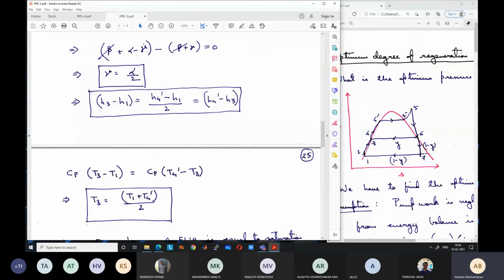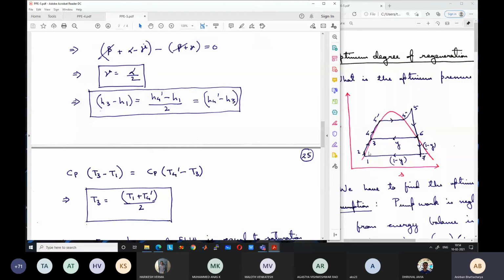So the saturation temperature for boiler pressure plus the saturation temperature for condenser pressure, divided by 2. Exactly in between these two points, the corresponding temperature we are going to call the optimum temperature of the feed water heater. So the optimum pressure is the pressure equal to the saturation pressure corresponding to T3.